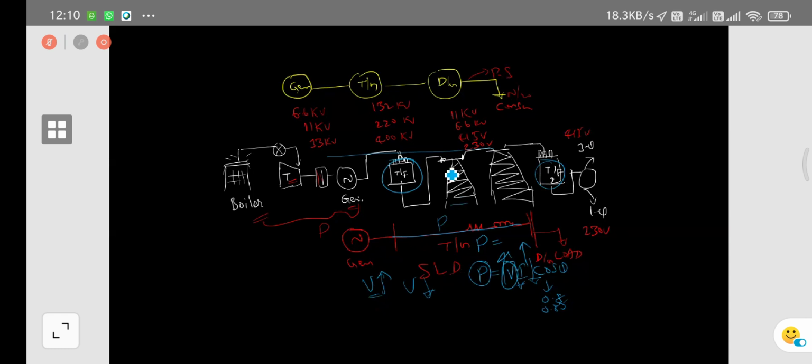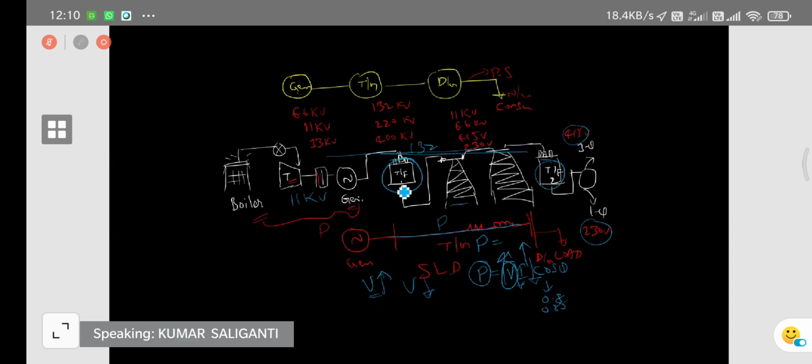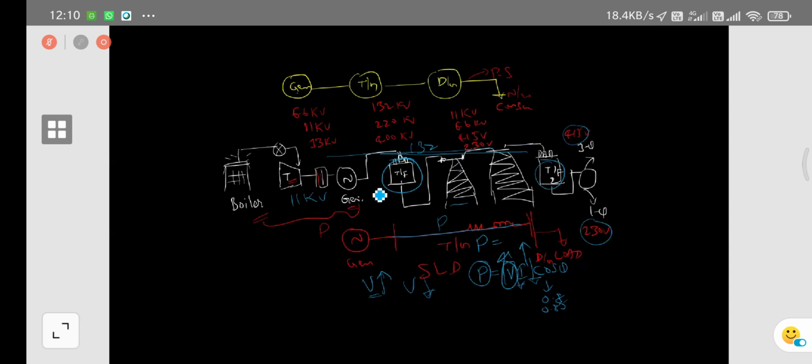This is the transmission side area, and this is the distribution side. In the distribution we have 230 volts and 450 volts. Suppose the generation side is 11 kV, it should be stepped up to 132 kV with the help of this step up transformer. The voltage level is increased with the step up transformer, and after the transmission, it should be stepped down again.